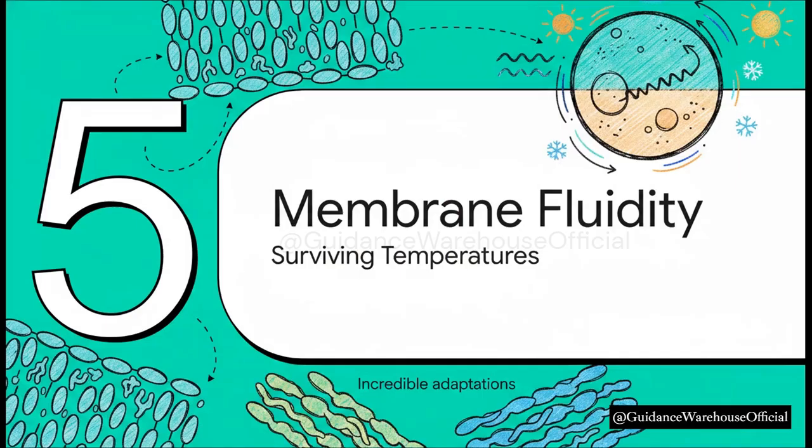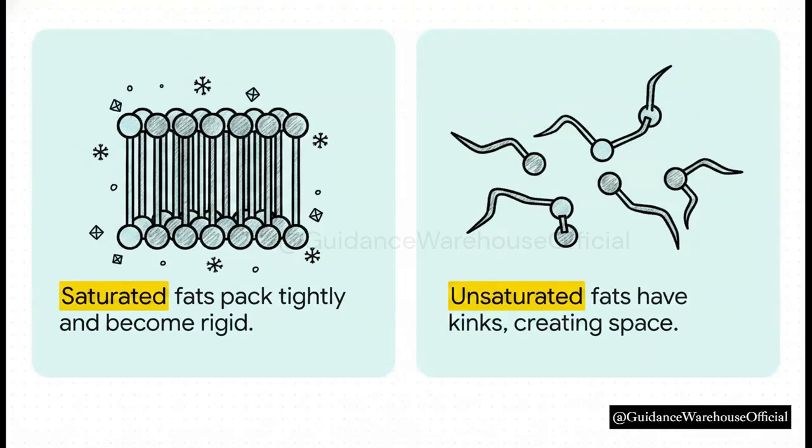Section 5. Mastering membrane fluidity. Surviving in changing temperatures. So the cell membrane is definitely not a balloon. It's actually a fairly rigid, densely packed structure that flows and can even self-seal if something microscopic punctures it. But surviving temperature changes, that comes down to two incredible adaptations.